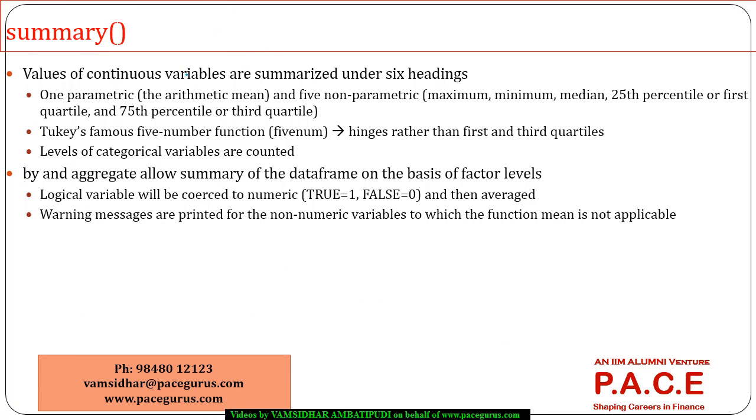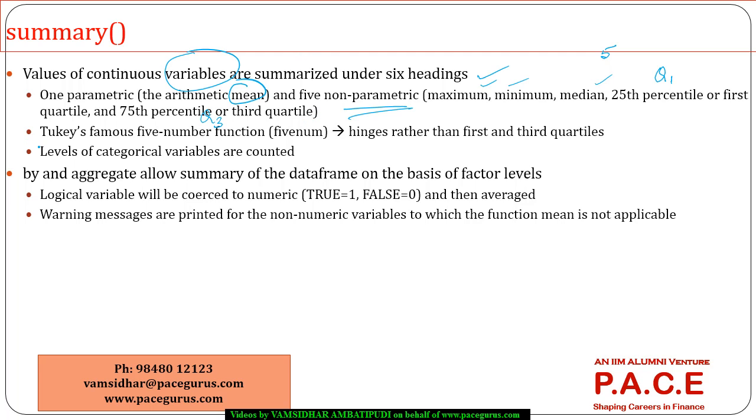So if you look at the continuous variables, there are 6 headings that have come out. There is an arithmetic mean, which is the parametric computation, and you have non-parametric, which is also a 5 value summary. You get a minimum value, you get a maximum value, the median, the 25th percentile, which you typically call quartile 1, and 75th percentile or quartile 3. I don't need to talk about them in detail. So these are the 5 values that are being produced by the summary.